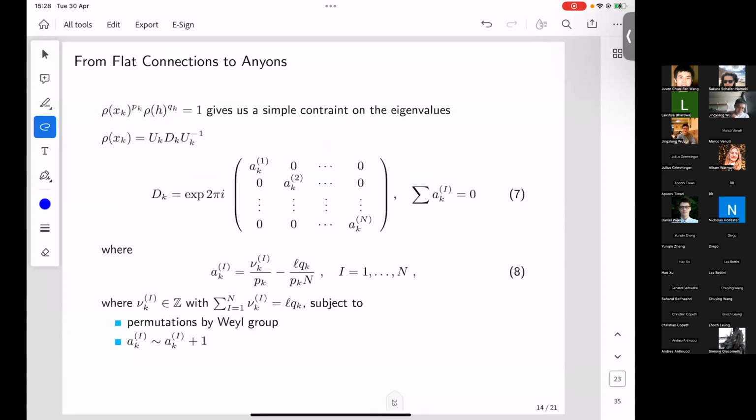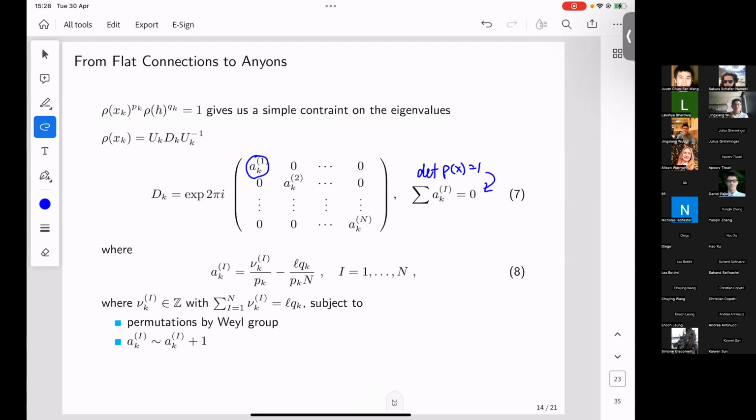So I call the eigenvalues A, and because the determinant of this matrix rho of X has to be 1, the trace has to be 0. And now A to the p power is 1, which means each of them is just a root of unity. This factor is just needed to make sure I get the correct factor, because H is not identity, it's proportional to identity.